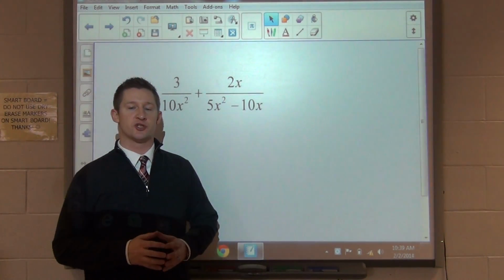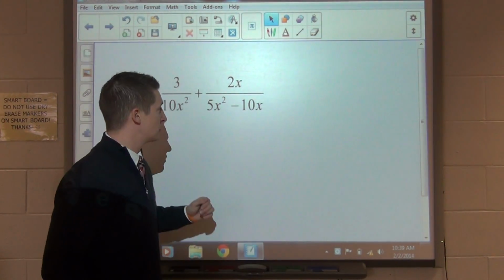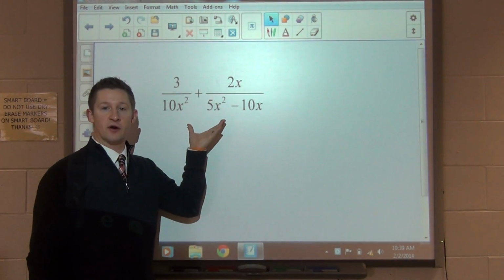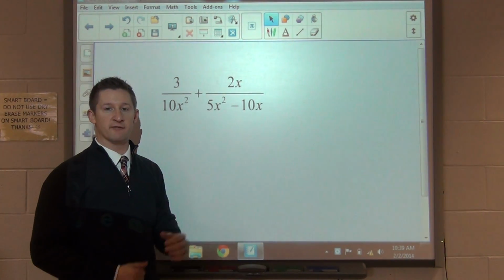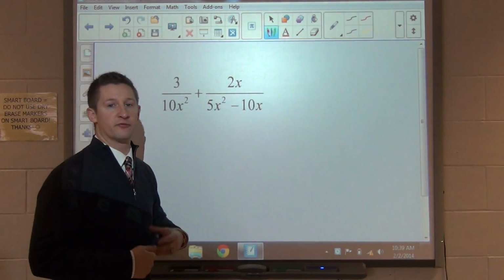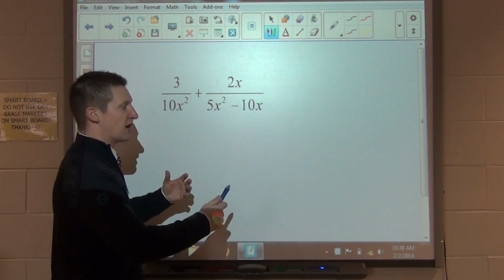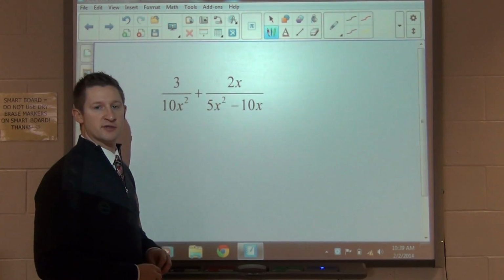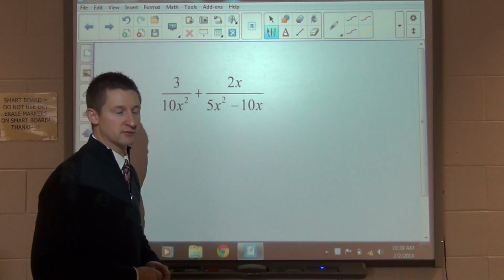In our final addition or subtraction example, again we have two fractions or rational expressions that do not have the same denominator. In order to find the least common denominator, we look for a least common multiple. Well, to do that, I'm going to break each of these denominators down into factors if possible.